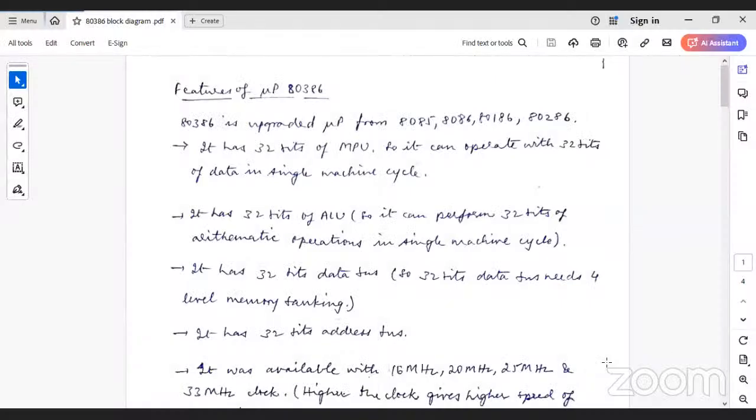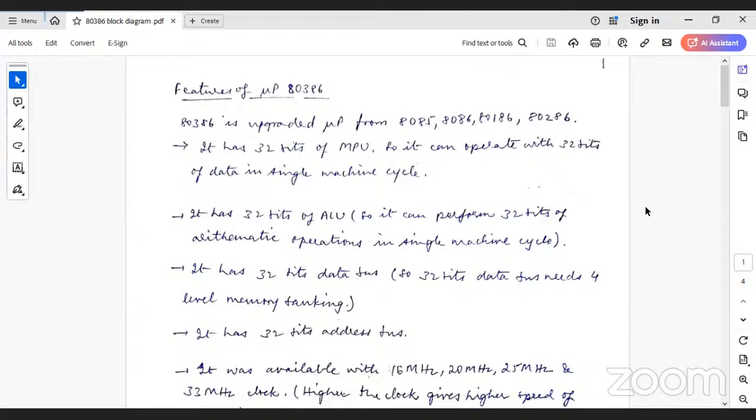So initially, before we start with our block diagram, let us see what the features of 80386 are, because of which it has become an advanced version. Just now, as I said, 80386 is an advanced version or the upgraded microprocessor. From which level is it upgraded? From 8085, 8086, then 80186. 186 we did not learn. So 80286. Now it is 80386.